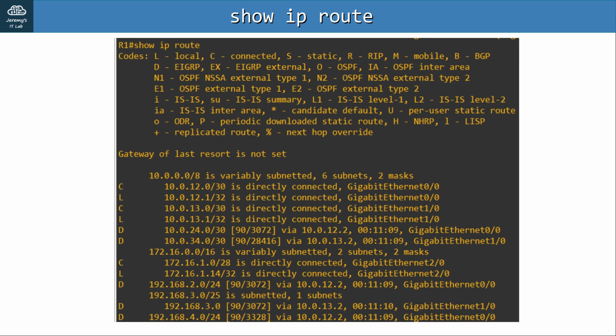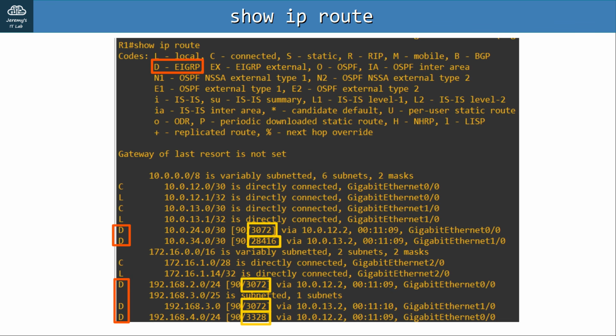Finally, I want to show you how EIGRP looks in the routing table. First, notice that EIGRP routes are indicated with the letter D, not E. Also, check out the metric costs: 3,072, 3,328, 28,416. These costs are much higher than you see in OSPF and RIP, and this is a very small network.